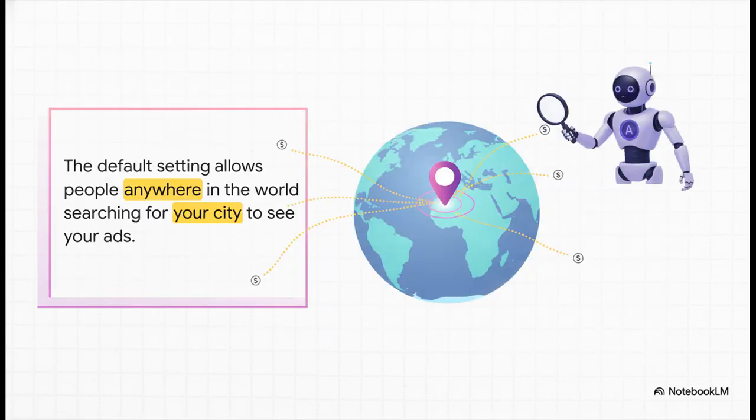All right, trap number 2. This one's a little more subtle, but oh boy, is it just as expensive. It's all about the location settings. By default, Google targets people who are in your location or people who are interested in your location. Now that interested in part sounds harmless, right? Wrong. It's a budget killer.